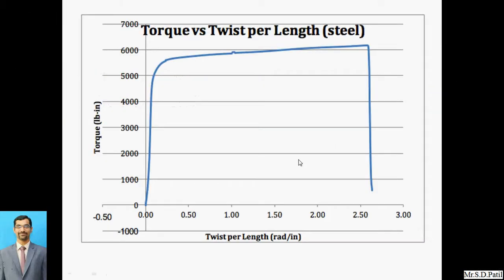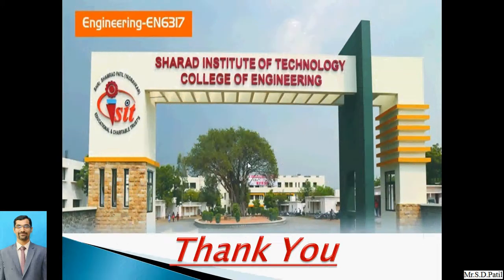So this is the graph we are going to achieve, that is, the torque versus the twisting length after conducting the torsional test. This twist will be in radian per inch, and the torque may be measured in Newton meter.